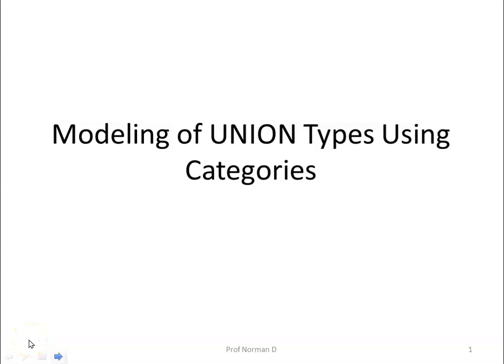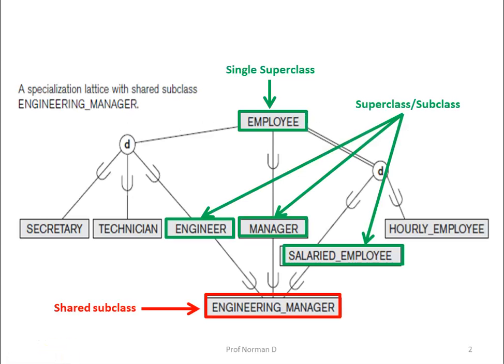In this session, we will discuss modeling of union types using categories. Now, all of the superclass-subclass relationships that we have seen in the previous session have a single superclass. A shared subclass such as an engineering manager in the lattice in this figure is the subclass of three distinct superclass-subclass relationships, where each of these three relationships has a single superclass.